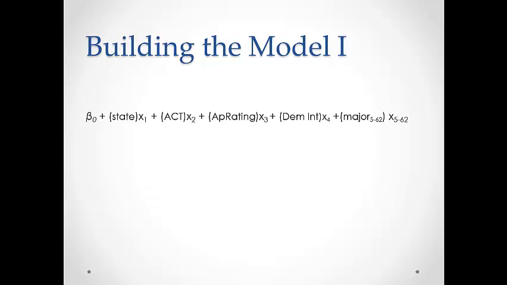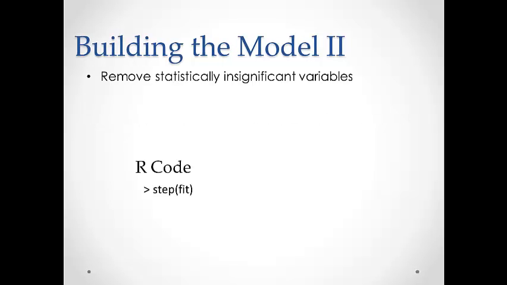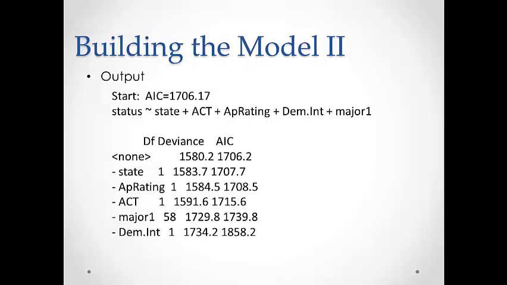Mathematically, a logistic regression is a linear function of independent variables that minimizes the error. Once we have the model, we run a step function over it that removes the statistically insignificant variables. In our case, all the variables included were kept, so we created a new model that included interactions between these variables, but the step function removed their interactions.